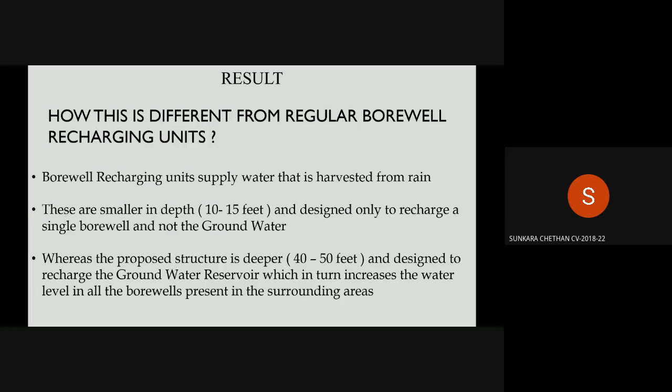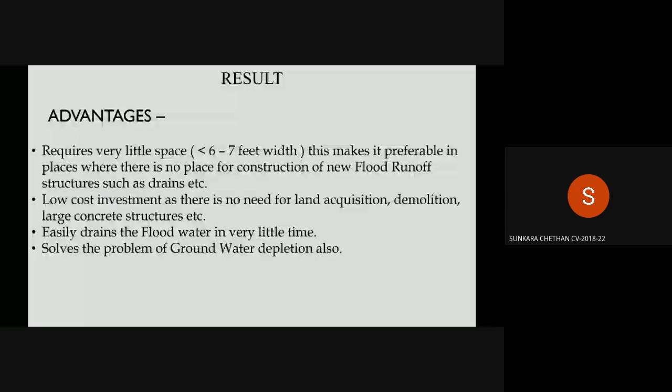The advantage of this structure is that it requires less space, therefore fitting in places where there is no room for new construction of flood runoff structures. And it is very economical and easily solves the problem of flooding and groundwater depletion also.